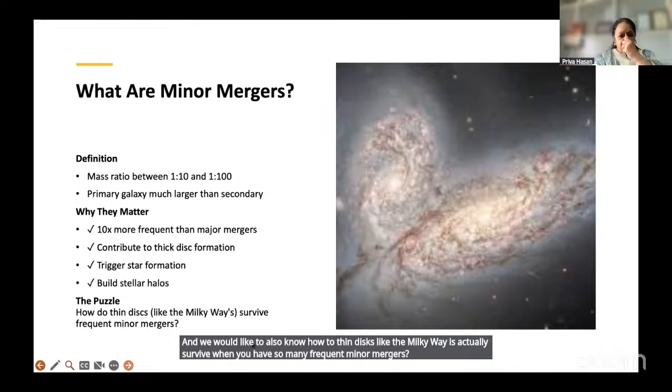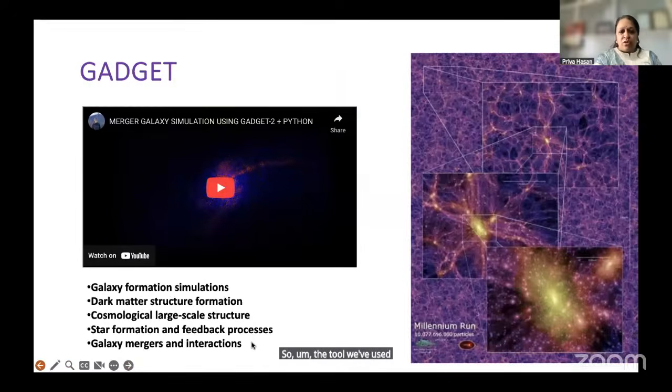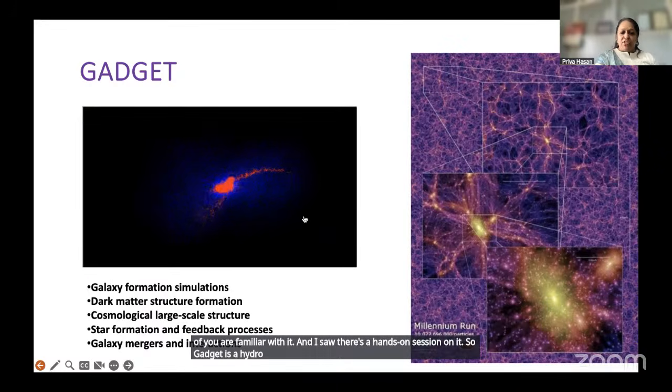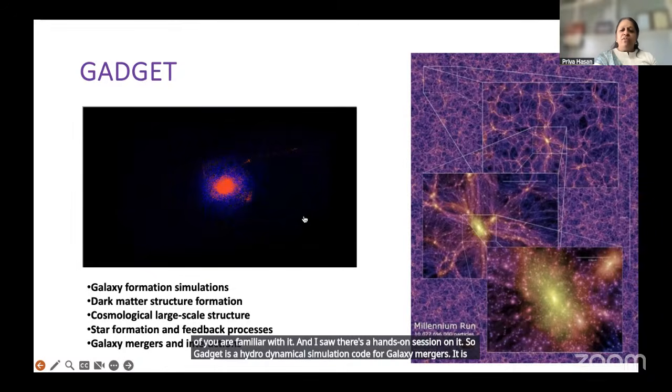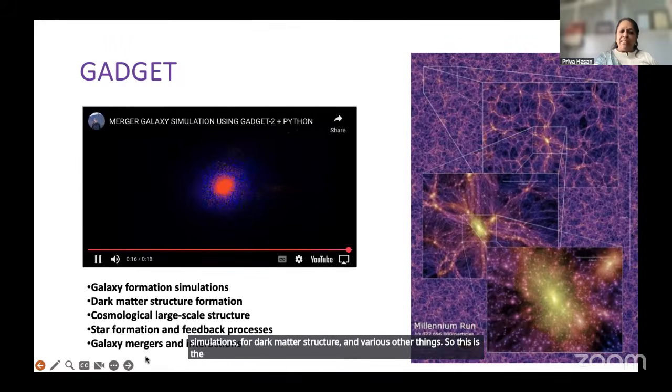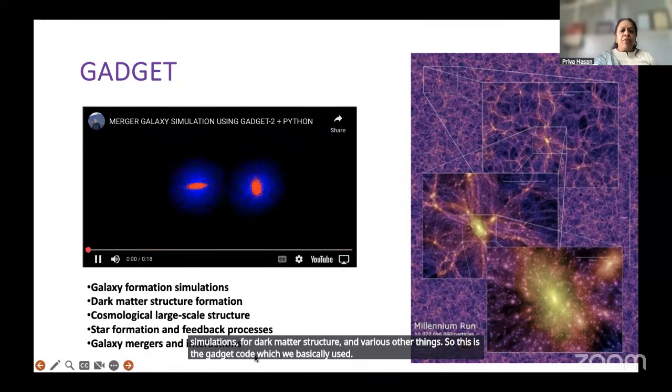So the tool we've used in this is called Gadget. I'm sure many of you are familiar with it, and I saw there's a hands-on session on it. Gadget is a hydrodynamical simulation code for galaxy mergers. It is the very code that was used for the Millennium Run, for galaxy formation simulations, for dark matter structure, and various other things. So this is the Gadget code which we basically used for this work.